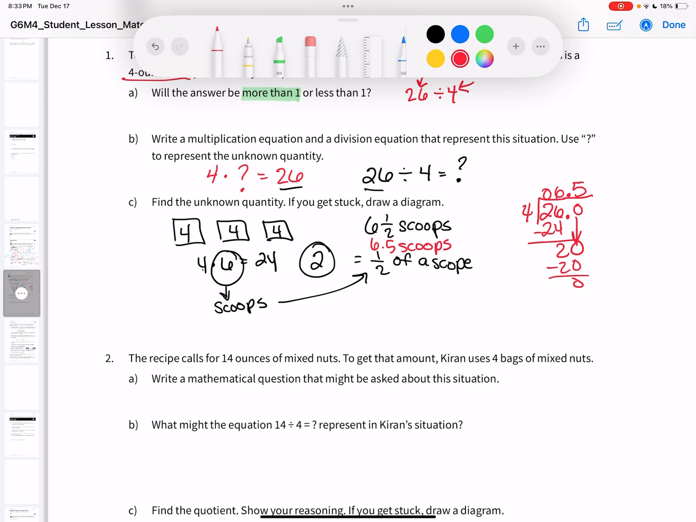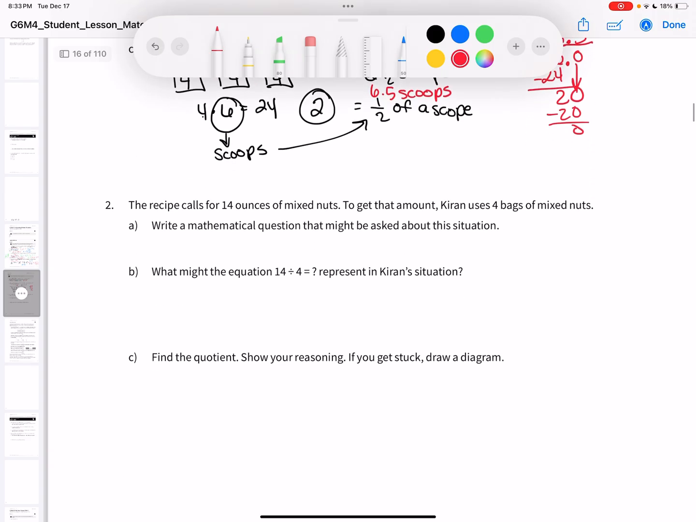All right. 2. The recipe calls for 14 ounces of mixed nuts. To get that amount, Karen uses 4 bags of mixed nuts. Write a mathematical question that might be asked about this situation. Well, if we have 14 ounces total and he uses 4 bags, the question should be how many ounces of mixed nuts are in each bag. So that's what I'm going to write.